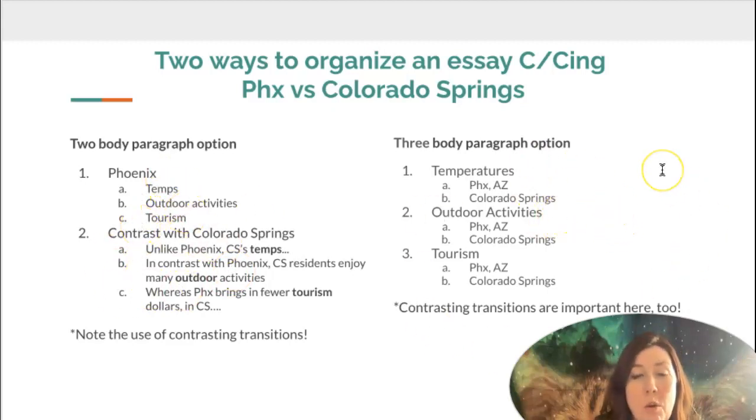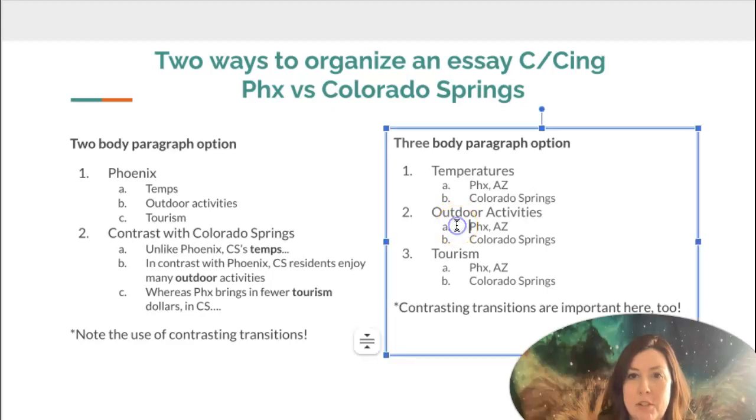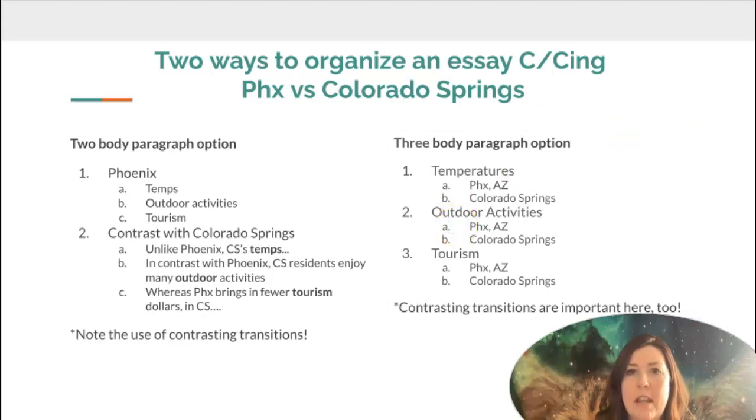Over here, if I organized by subpoints, I'd have a paragraph about temperatures, Phoenix, Colorado, outdoor activities for number 2, Phoenix, Colorado, and tourism, Phoenix, Colorado. So same information, same research, just a little bit of a different organization.